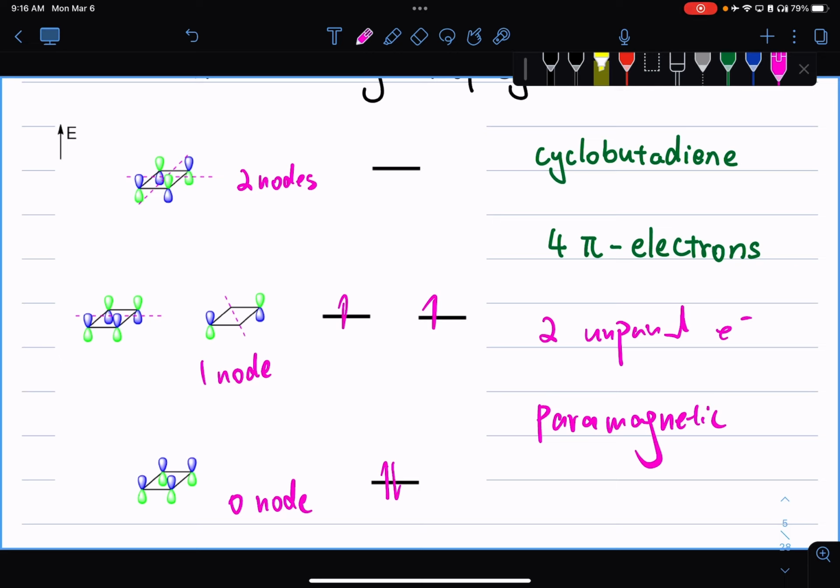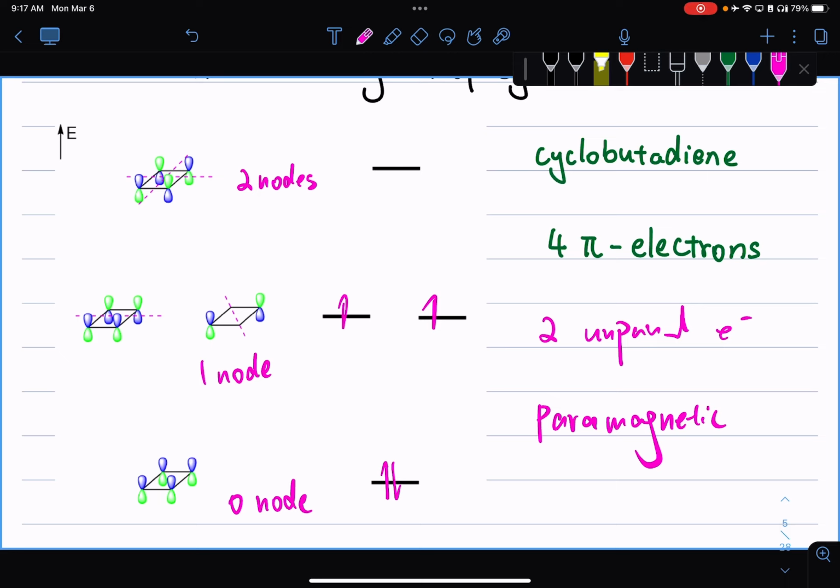All right. Do we have any questions before we move on? Yes. So the question is, how do you determine how many degenerate orbitals there are?